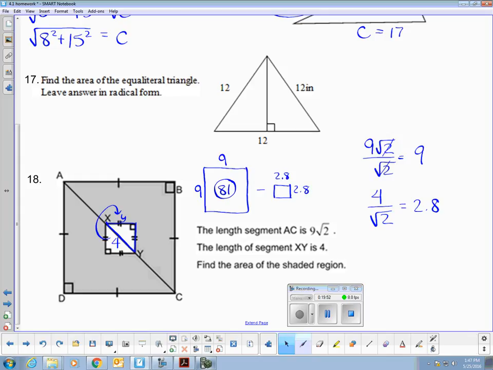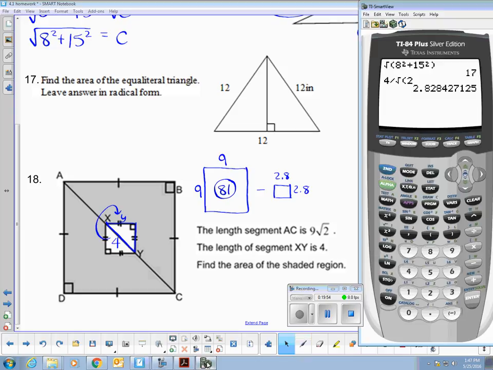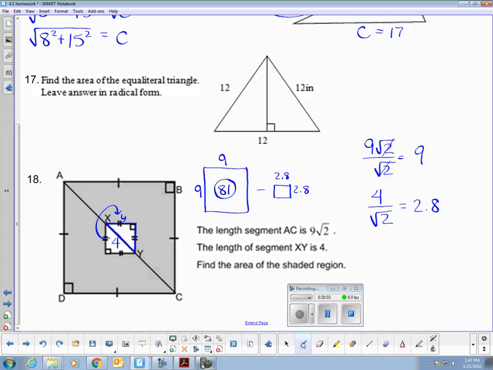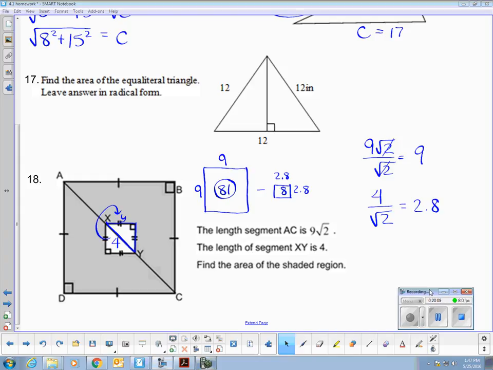So to find the area of that square, I'm going to take the answer that I have in my calculator and square that answer. And the area of this is equal to 8. So to find the area of the shaded region, I'm going to take 81 minus 8, and I get an answer of 73 square units.